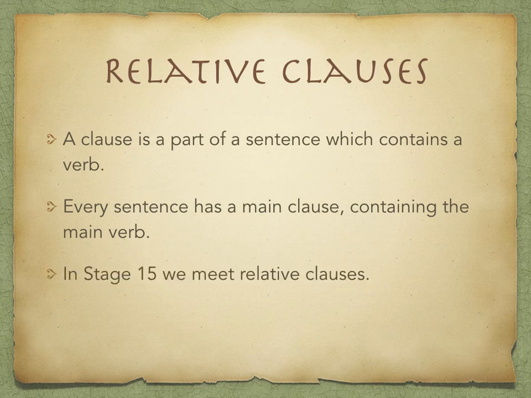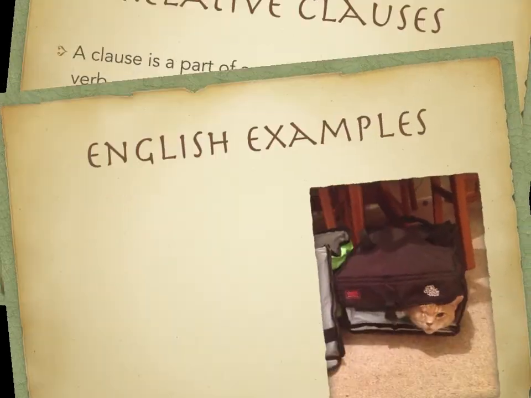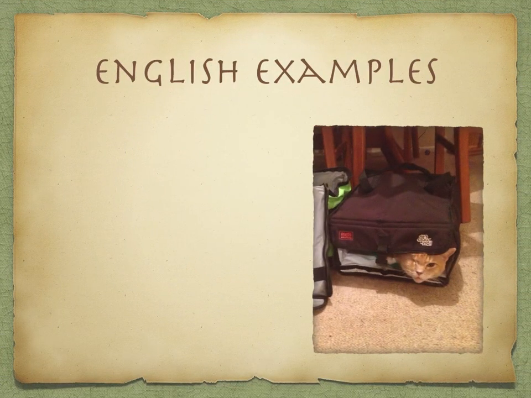In stage 15 we meet a special type of subordinate clause known as a relative clause, and they get their name because they relate back to the main clause, describing a noun in that main clause. So I'll give you an English example to get us going. Describing this picture, I have a cat who has one eye.